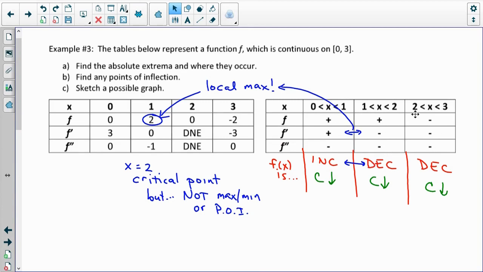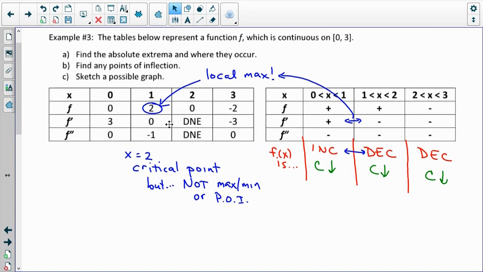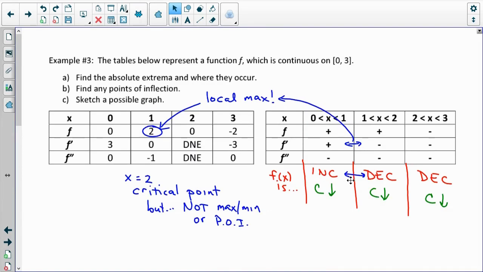Also notice it tells me what f is in these problems. And I must have a local max at (1, 2), because if you look, my function changes from increasing to decreasing there. Also note that x equals 2 is a critical point, but it's neither a max, min, nor point of inflection because I don't have a sign change in f prime or f double prime, even though the first derivative and second derivative do not exist there. Okay, since this is continuous on 0 to 3, f double prime being 0 could be relevant, but since all I know is information about 0 to 3, I don't know anything to the left of 0 or to the right of 3, that's not going to help me graph my function.